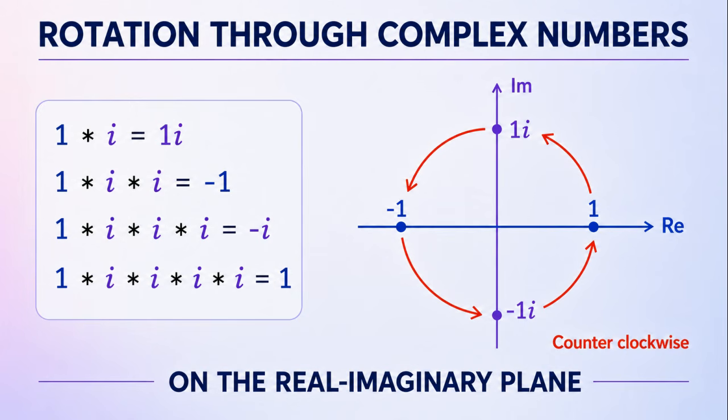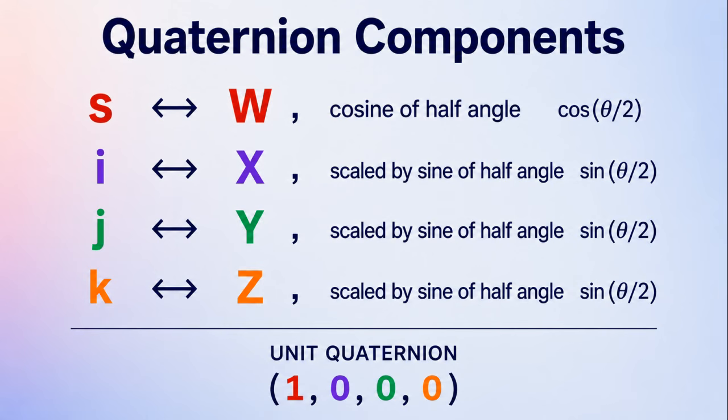Quaternions are comprised of a scalar part, S, which is often represented by the W label. This is the real part of the hypercomplex number. It is the cosine of half the rotation angle. I, J, and K are the components of a 3D vector, V, that points along the axis of rotation. These are the imaginary parts. They are scaled by the sine of half the angle.